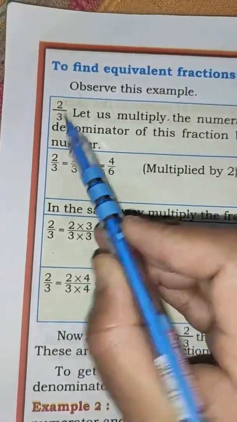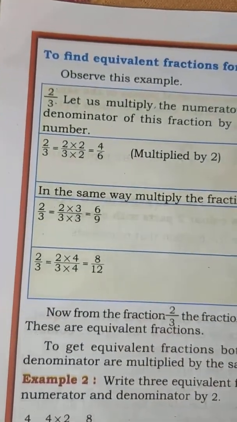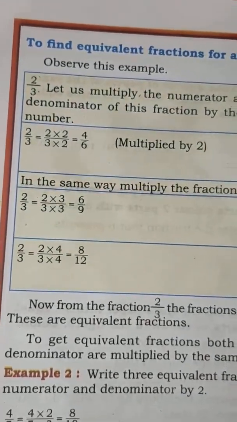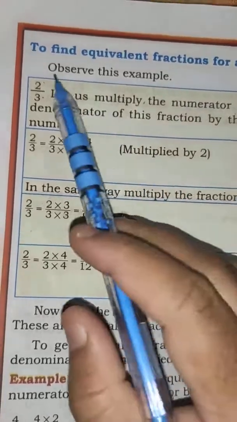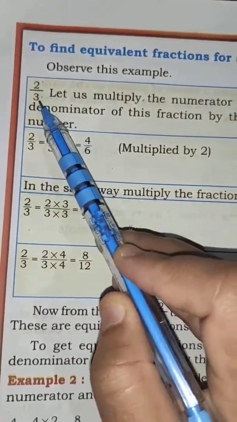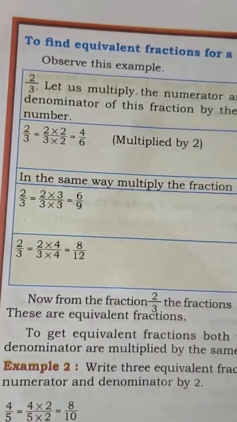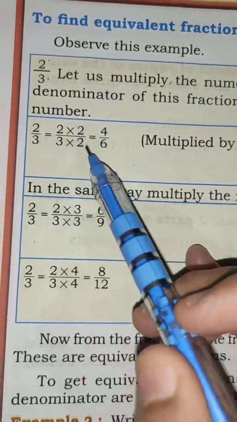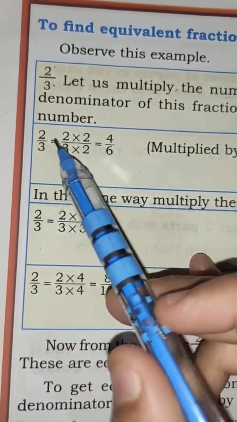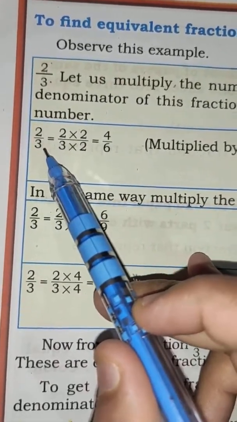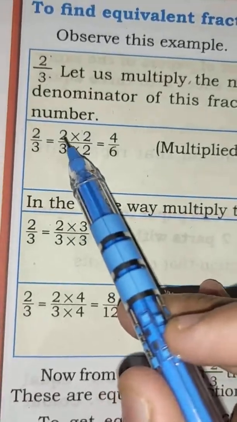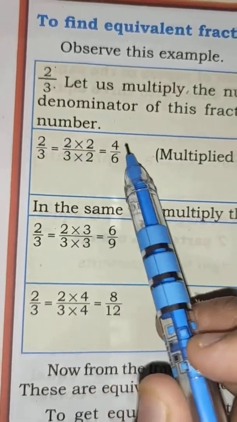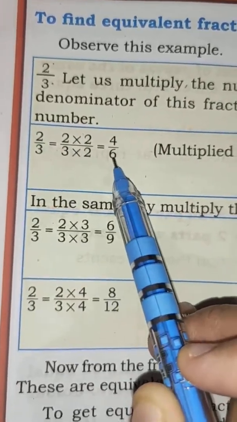You have to multiply both the numerator and the denominator of this fraction by the same number. So here multiply by 2. First we are going to multiply by 2, means you have to multiply both numerator and denominator with 2 only. So here you can see 2 by 3 into 2 by 2. So is equal to 4, 2 2s are 4, 3 2s are 6.